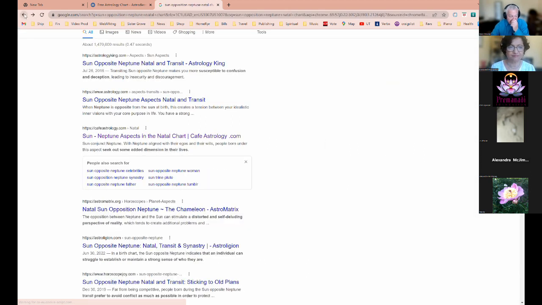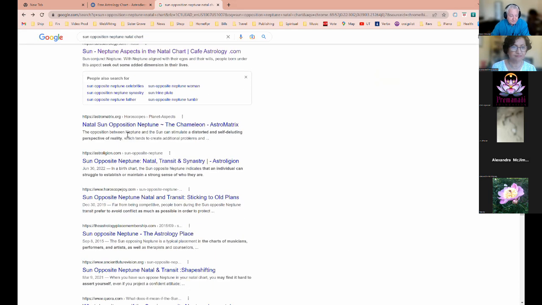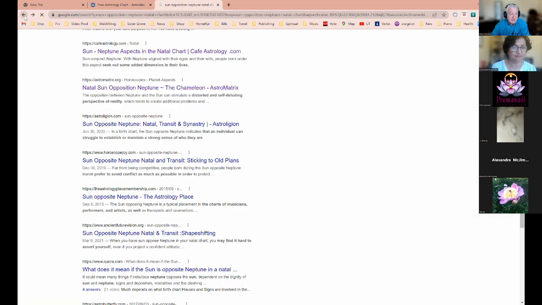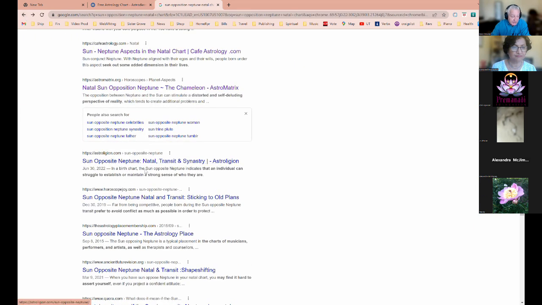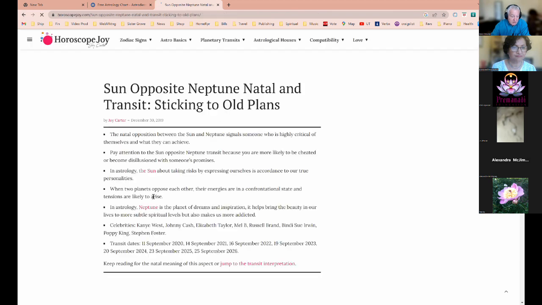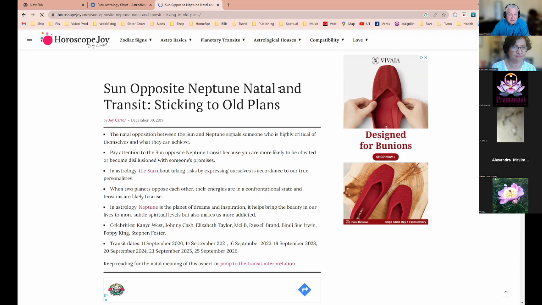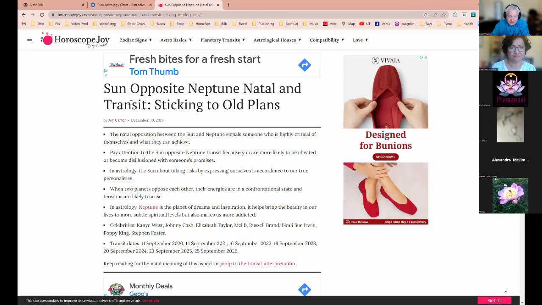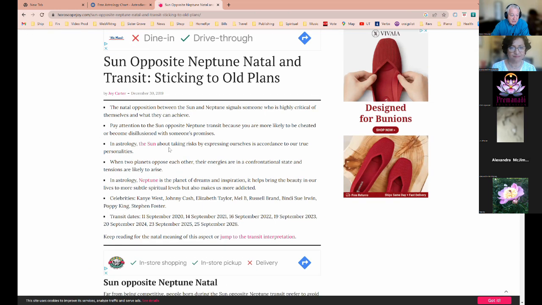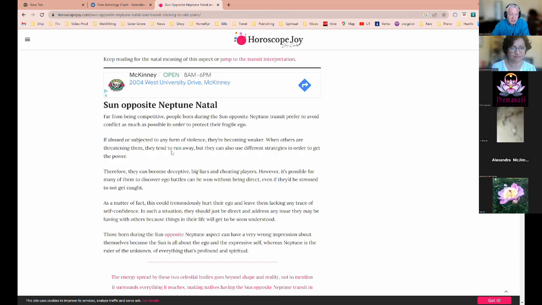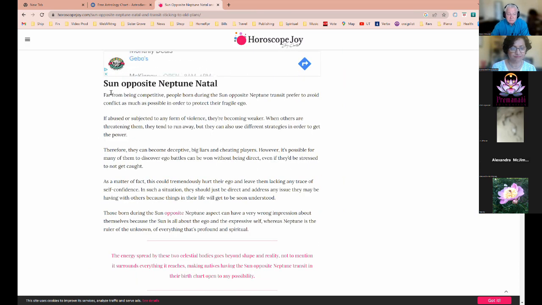Let's go back. Let's pick out another one. Let's go to Astromatrix here. Oops, that's an error service there. I don't know what happened there. Astromatrix has a problem. Okay, so let's go to Sun opposite natal and transit. So we're not looking for transit. We'll deal with that next week. We're looking for natal, Sun opposite Neptune natal.